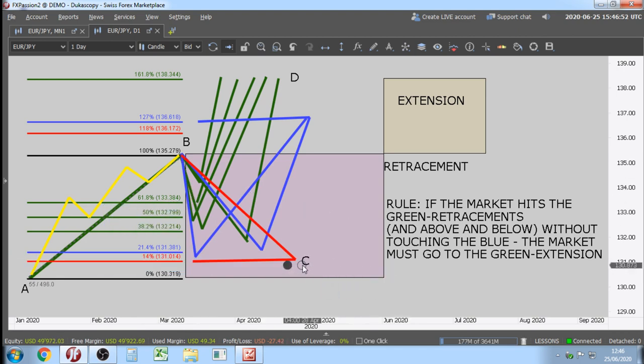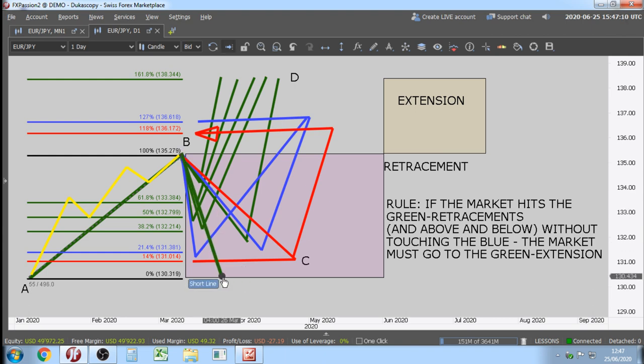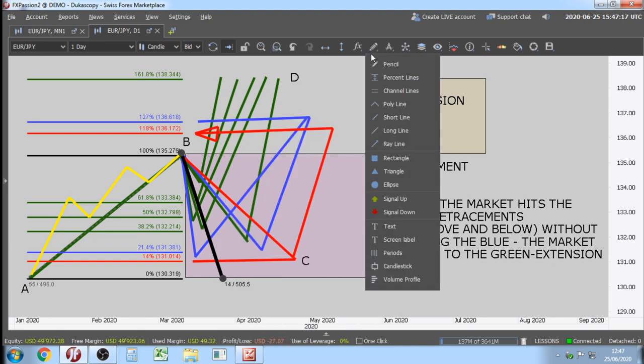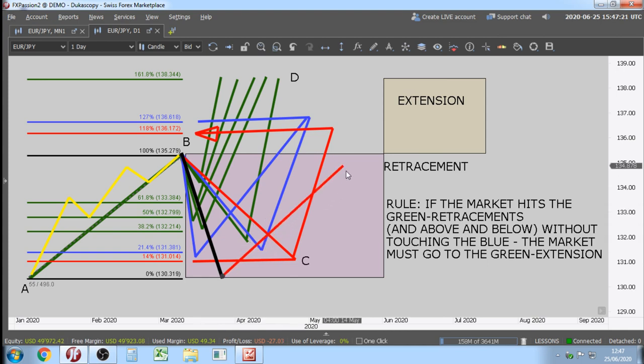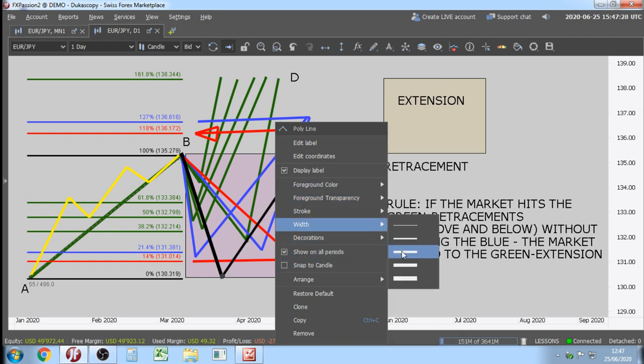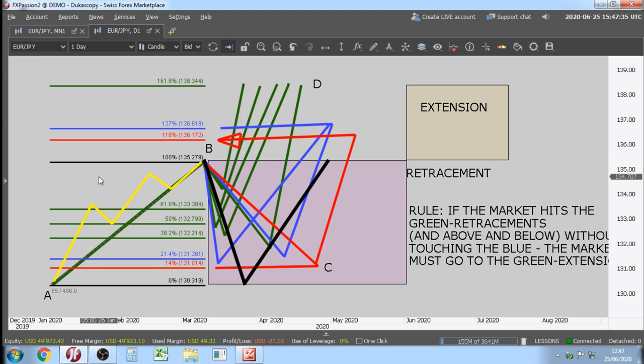What about now? The market touched the red one. Correct. Red goes to red, right? Okay, and the last one, everybody, if the market touches the A, this is going to be the black. If the market goes to zero, the appropriate D extension is the 100. So green goes to green, blue goes to blue, red goes to red, and black goes to black.